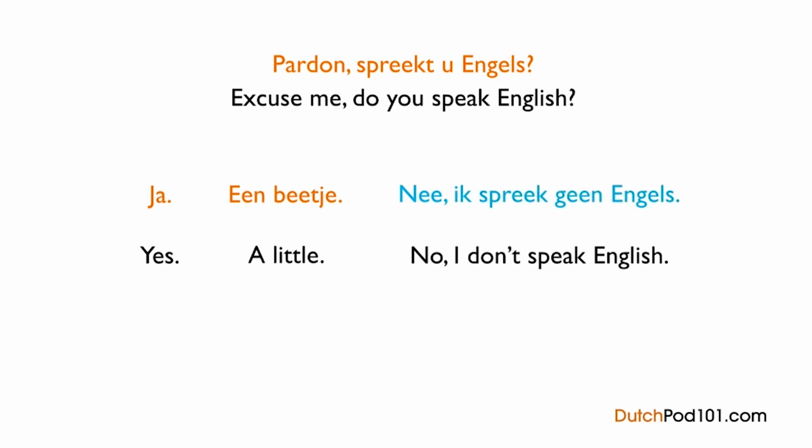Since the last one is a negative statement, we need to say geen after the verb spreken. Notice also that the verb spreek is slightly different than spreken. Remember, the verb changes depending on the pronoun used. We are now talking about ik, Dutch for I. Thus, I do not speak is ik spreek geen.